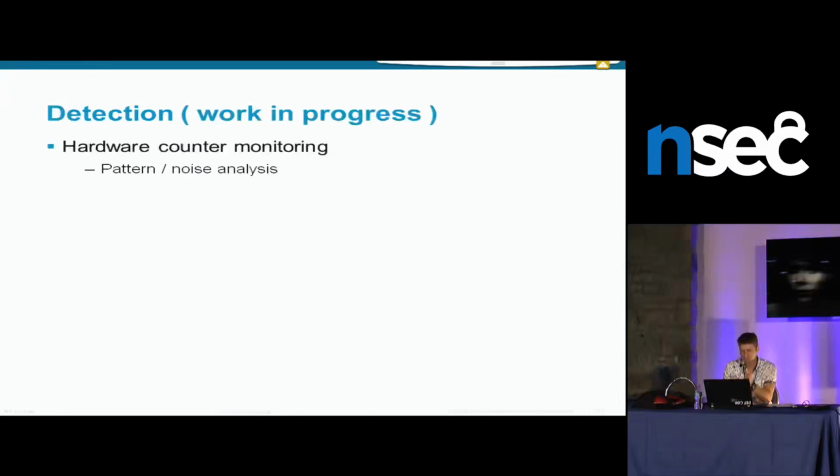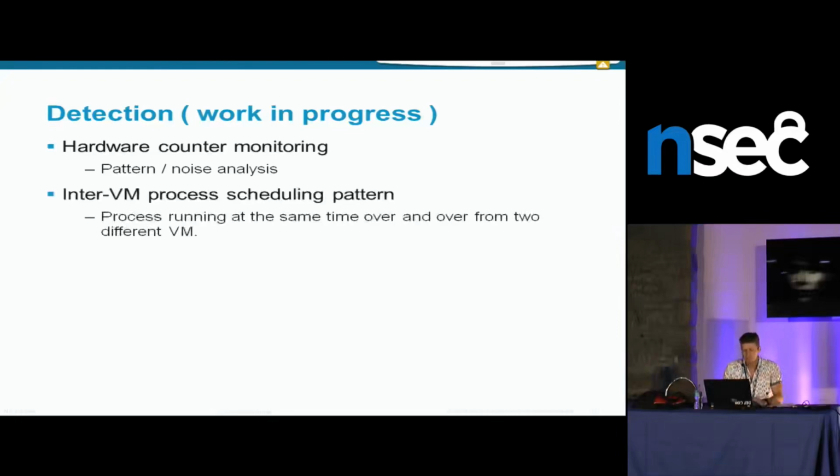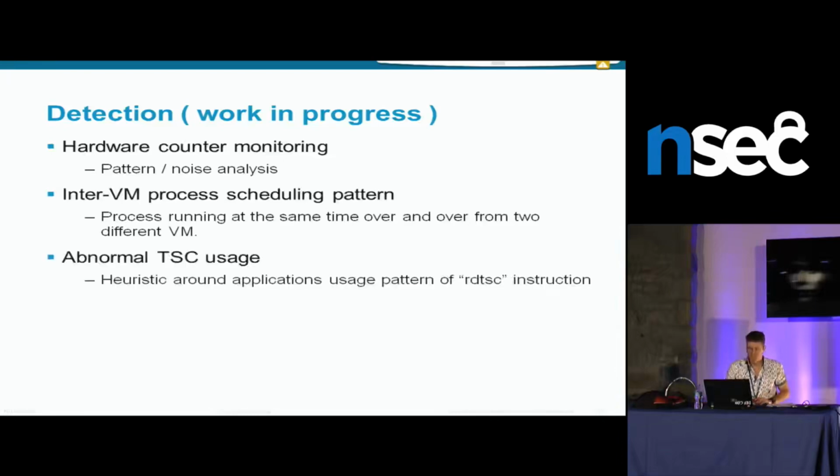There are a couple of things we can do from the detection point of view. One of them is that there are hardware counters on the chip, so you can do pattern and noise analysis. I've got some prototype. It's okay, but it sucks CPU on the host. One of the other things is that on the host, those processes are always running at exactly the same time for that to work. So in theory, we can set some heuristic in the kernel to detect those types of scheduling patterns.